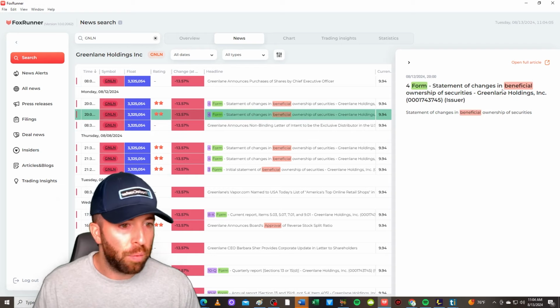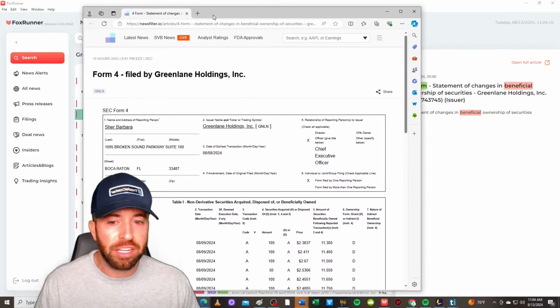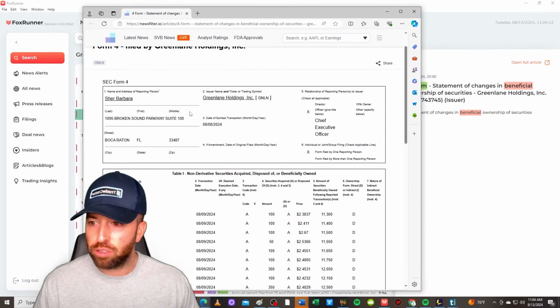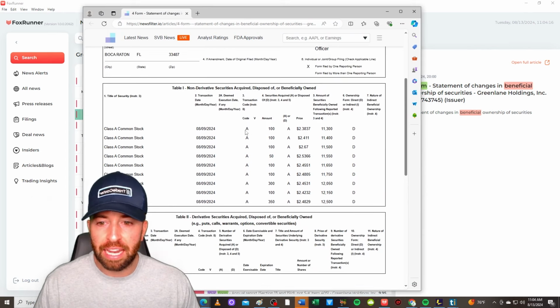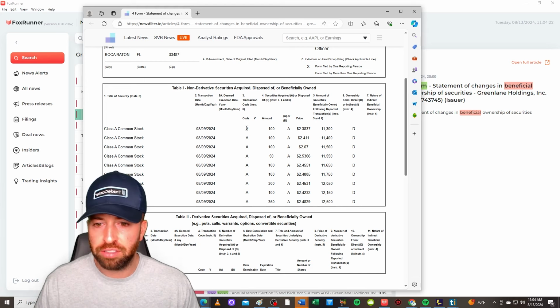Guess what we have here? We have a Form 4 filing. Form 4 filing shows changes in ownership. And guess what we have here? We have Barbara Share having an A here. What's A stand for? A stands for acquired. Acquired shares. How many shares are they acquiring?